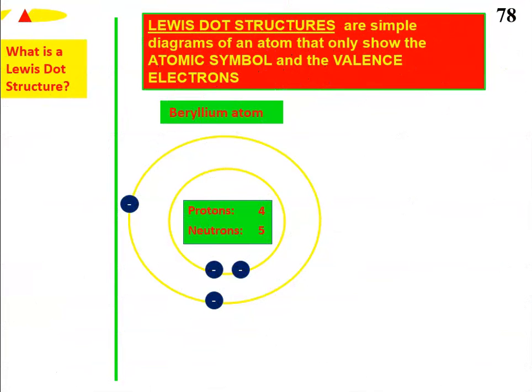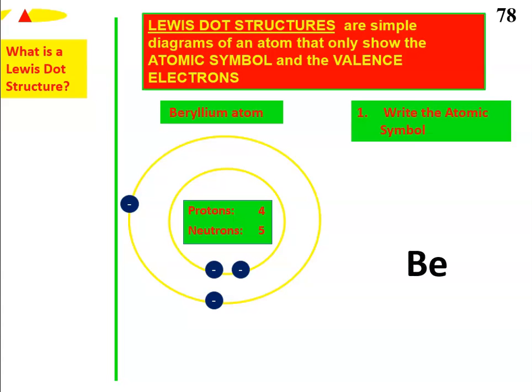Okay, Lewis dot structures. You saw one of those earlier, and they're really easy to draw. Lewis dot structures are simple diagrams of an atom that only show the atomic symbol and the valence electrons. You remember when we diagrammed atoms, a beryllium atom would have looked like this. Now you're going to see why I had you draw the electrons the way I did, in this case with one on the bottom and one over on the left-hand side, because it has to do with drawing the Lewis dot structure. So the first thing you do is write the atomic symbol.